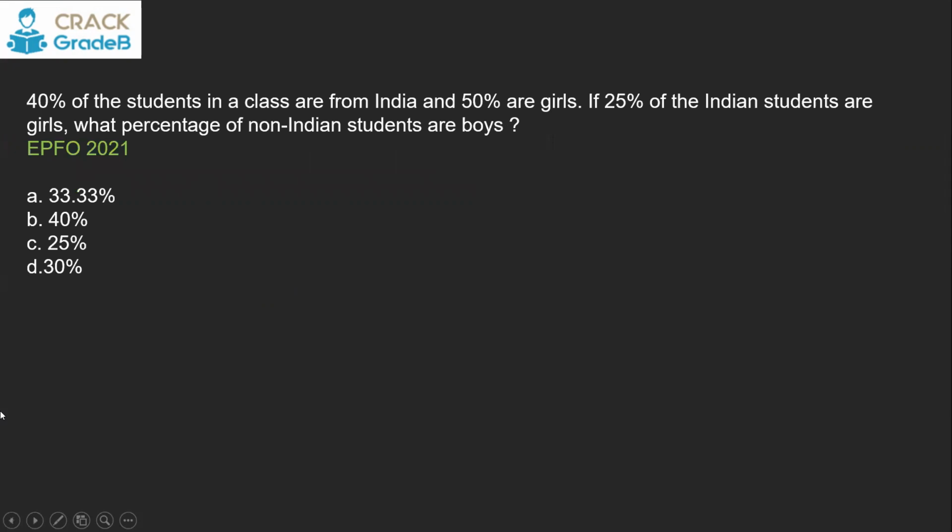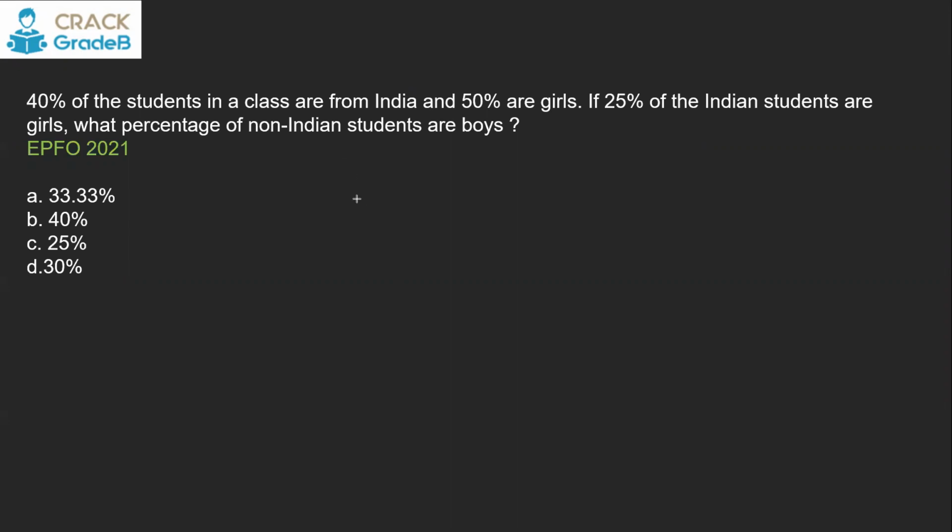Okay. Now, this is the question that they asked in 2021. It says 40% of the students in a class are from India, and 50% are girls. If 25% of Indian students are girls, what percent of non-Indian students are boys? So this also is a 2x2 question because it has Indians, non-Indians, and boys, girls.